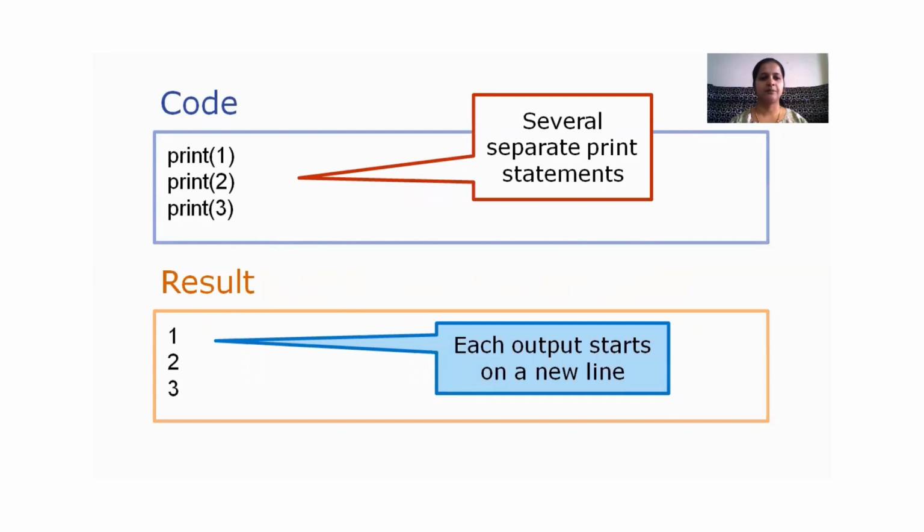So next we will see simple formatting. So here we have print 1, print 2, print 3. See, these are the numbers, so we have not written in the quotes. If we are taking the strings, we have to write in the form of quotes. So several separate print statements are there.